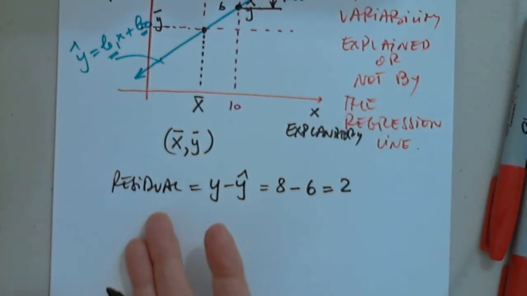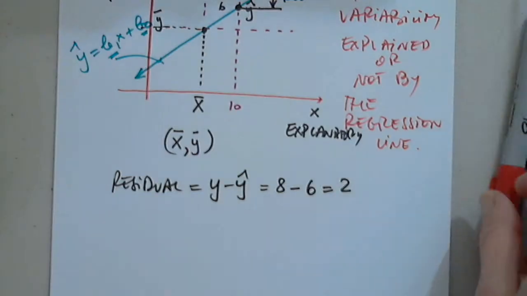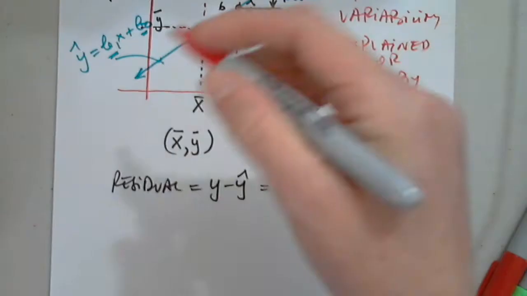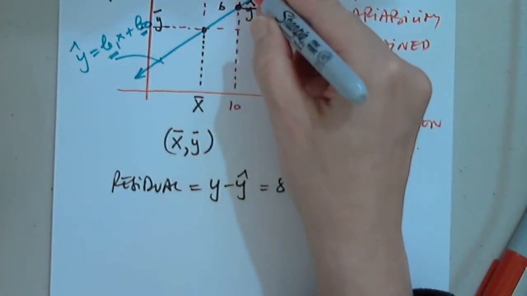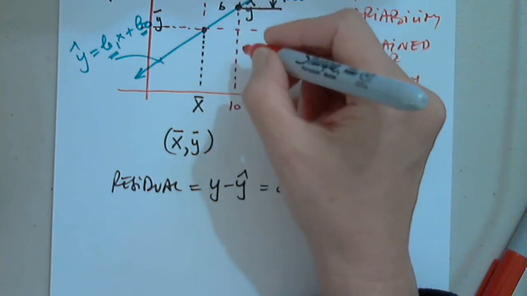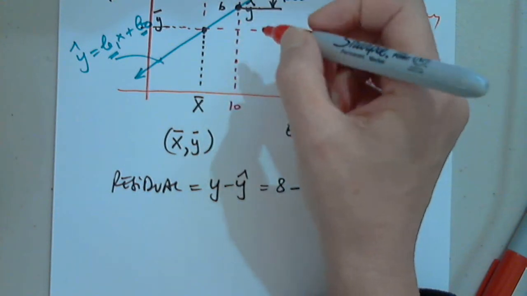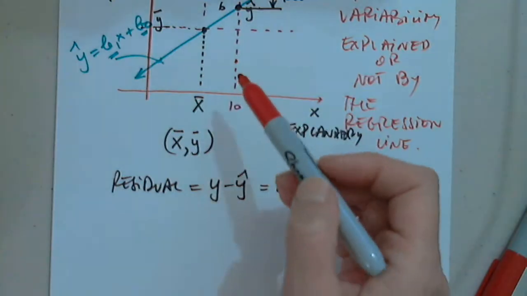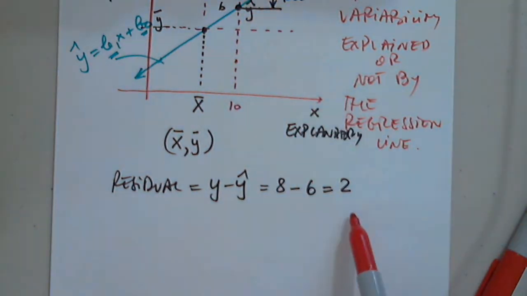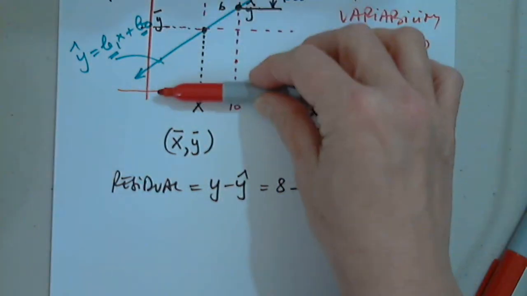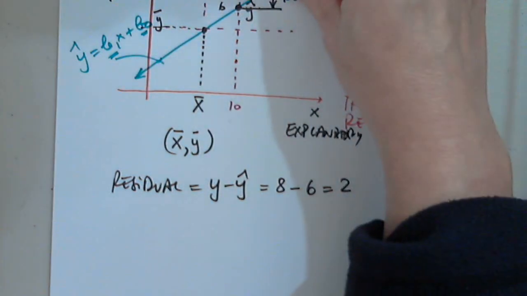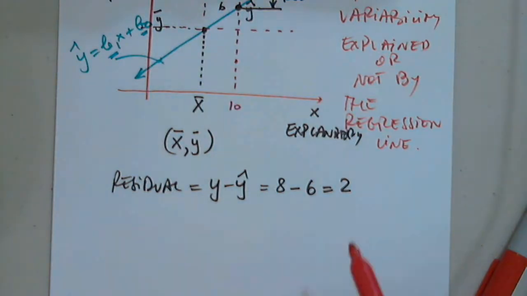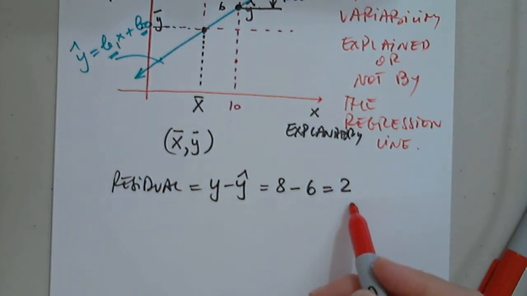Can the residual be negative? Yes. I'm not going to put this on the graph because I picked a positive residual, but I can have the observed value right here, and then the residual will still be y minus y hat, but it will be a negative number, so it will be below the expected. This one is above the expected, so that's why it gave us a positive number. Okay.